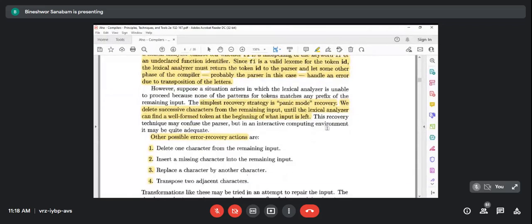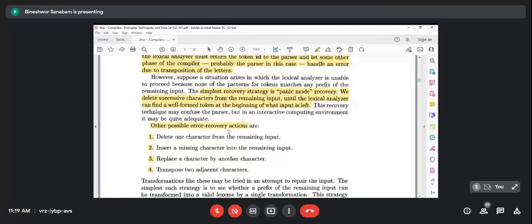Okay, so we have other error recovery actions also, like we delete one character from the remaining input, or we insert a missing character into the remaining input, or we replace a character by another character, or transpose two adjacent characters. So in these error recovery actions, all we're trying to do is, whenever we find something that doesn't correspond to a token, we try to match it with a corresponding token. So we may take these few actions as listed over here and match it to a corresponding token. Okay.